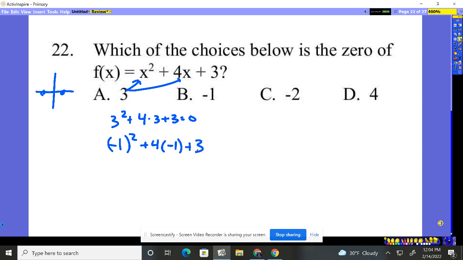-1 squared, -1 times -1, is 1. 4 times that is -4, plus 3. 1 minus 4 is -3. And -3 plus 3 gives you a 0. So the choice is B. -1 is what's going to work. You plug that in, it's going to give you an answer of 0. So it is the 0 of that function.